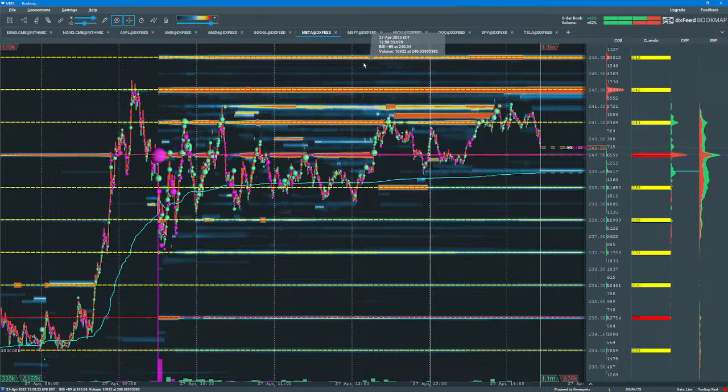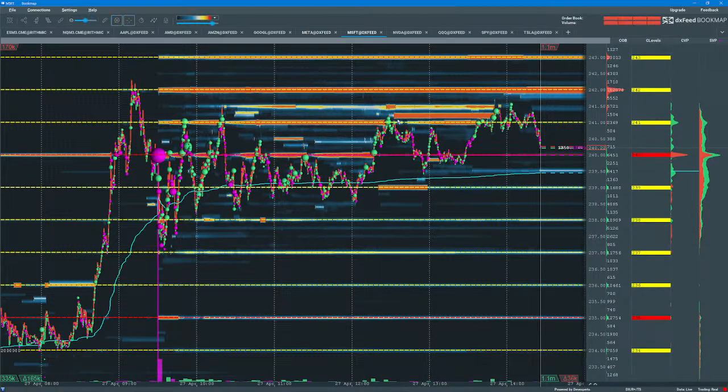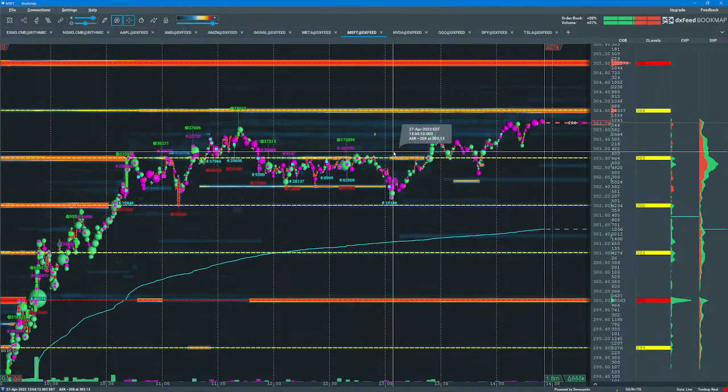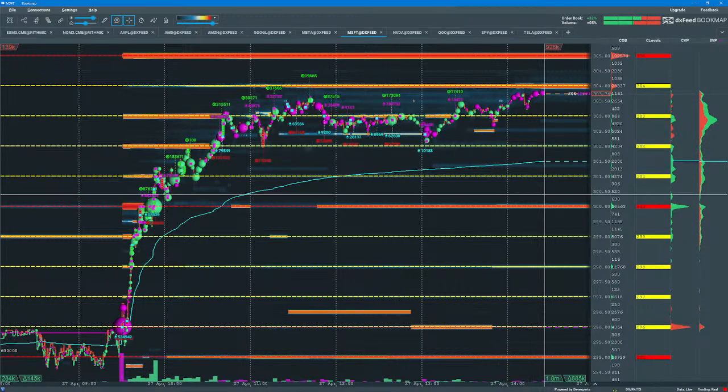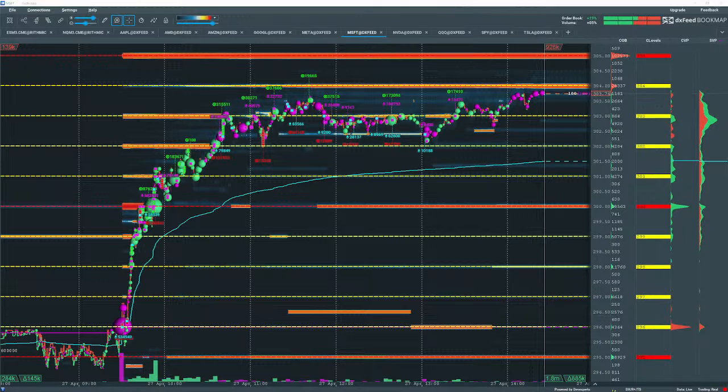Let's take a look at Microsoft. Strong uptrend in Microsoft. Note the 300 level was the call wall, and it took some aggressive buyers there, but price did breach that call wall and continued higher.